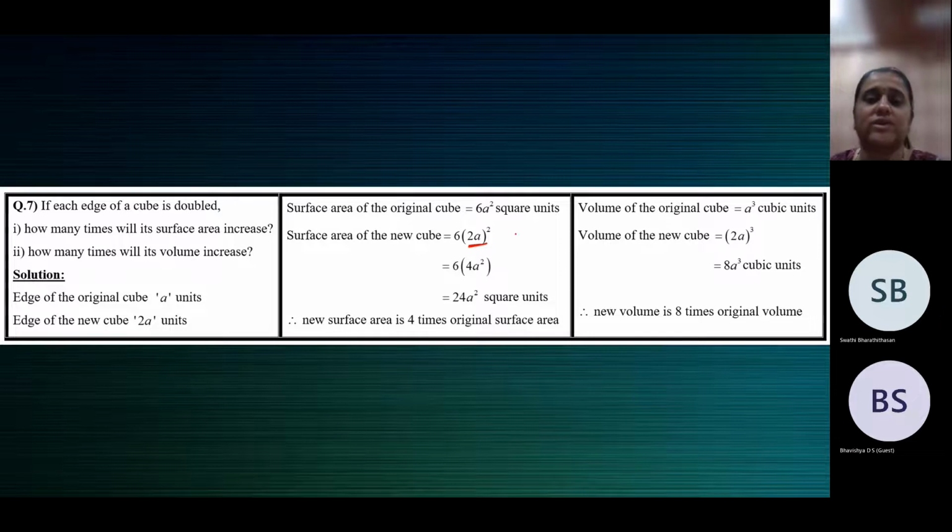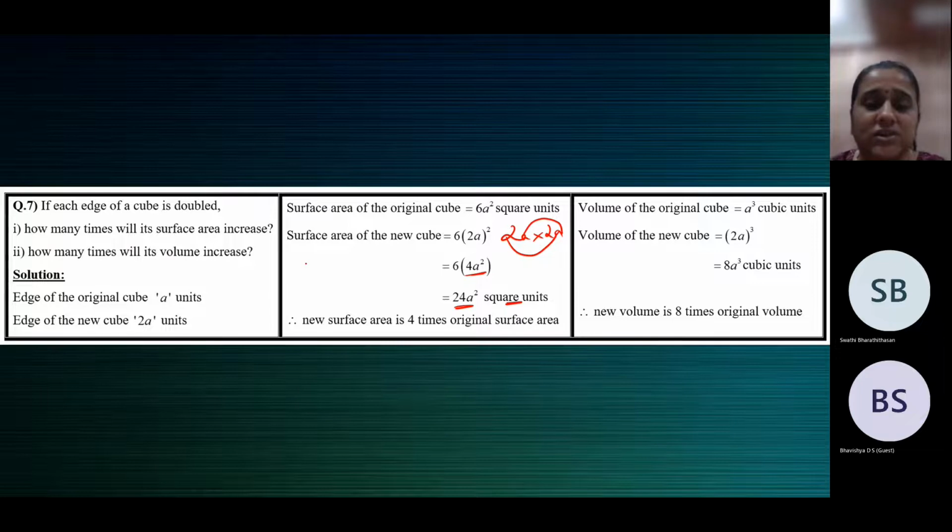So 6 into 2A the whole square. The edge is now 2A, it's doubled. So 2A the whole square is nothing but 2A into 2A. So that is 2 into 2 is 4, A into A is A square, 4A square. So now the surface area of the new cube is 24A square units.